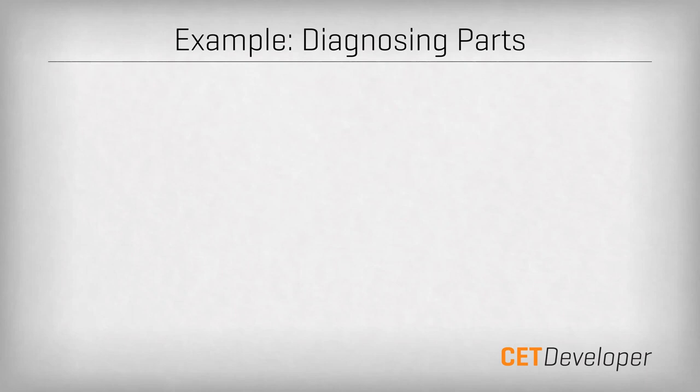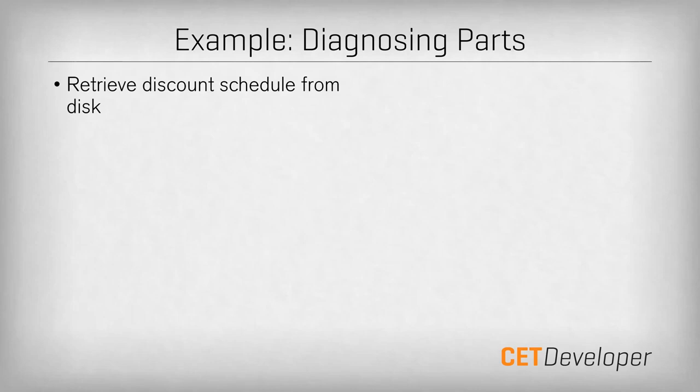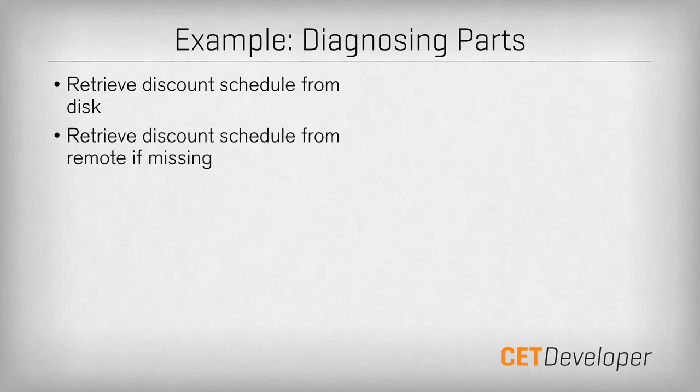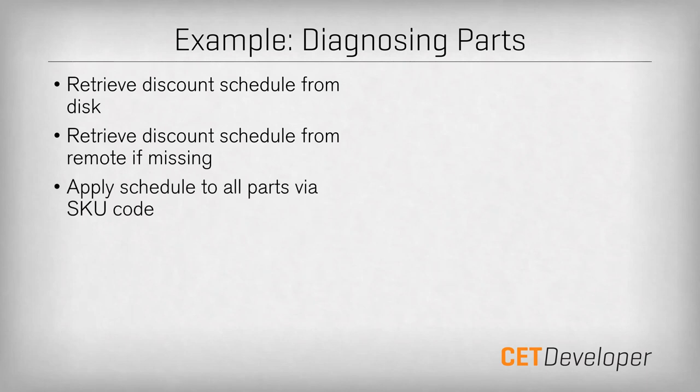For this hypothetical extension that we're going to be diagnosing, the developers are looking to diagnose a problem with their part system. When they originally made their parts generation system, they knew it was going to be expensive. Their parts need to have a discount schedule applied to them. That discount schedule needs to be read from disk. If that discount schedule isn't there, it needs to be pulled in from the web. And then that discount schedule needs to be applied to every part via their SKU code.